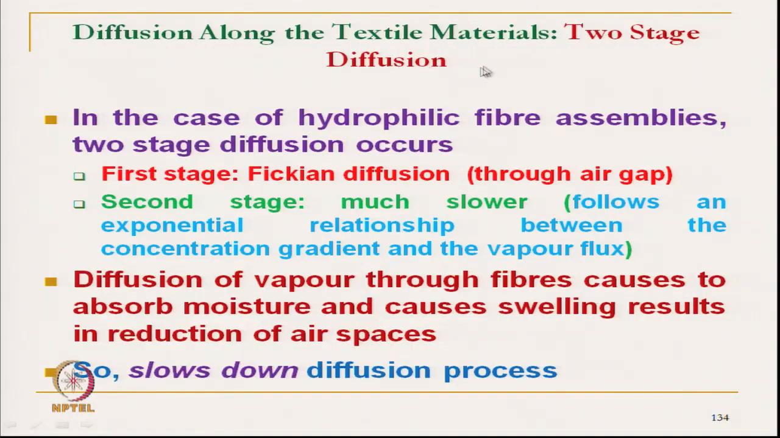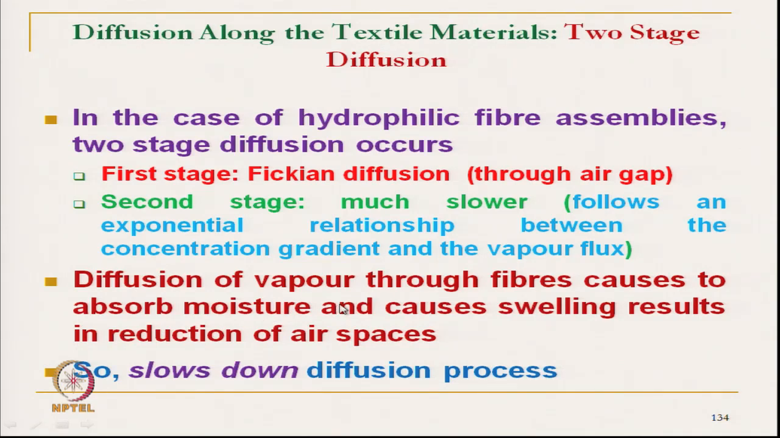So, diffusion along the textile materials is a two stage diffusion. In the case of a hydrophilic fiber assembly, say cotton fiber or cotton fabric, two stage diffusion takes place. The first stage is Fickian diffusion through the air gap as we have discussed, and the second stage is much slower, following an exponential relationship. That is the non-Fickian diffusion between the concentration gradient and vapor flux. It is very slow. Diffusion of vapor through the fiber causes absorption of moisture, so it creates another problem.